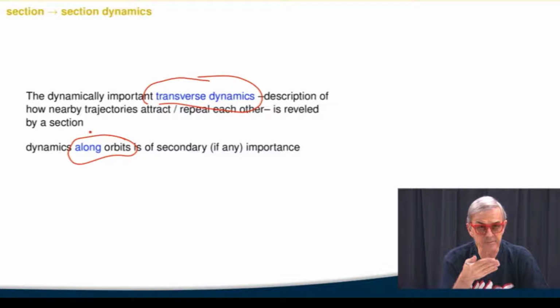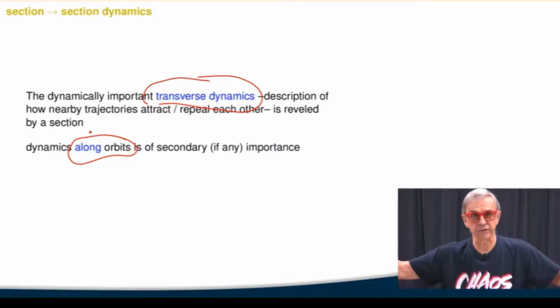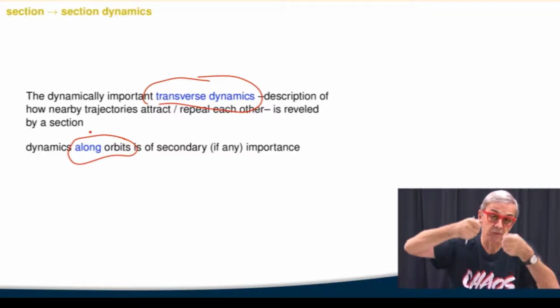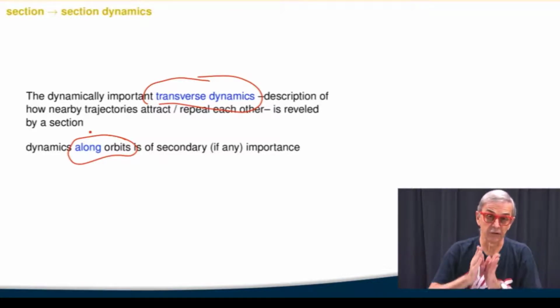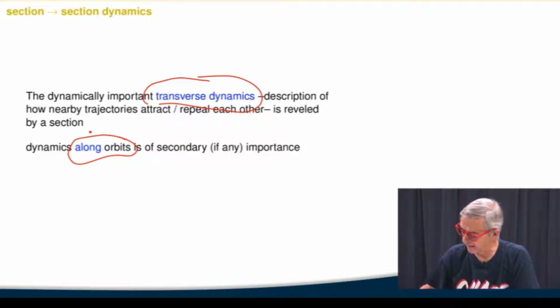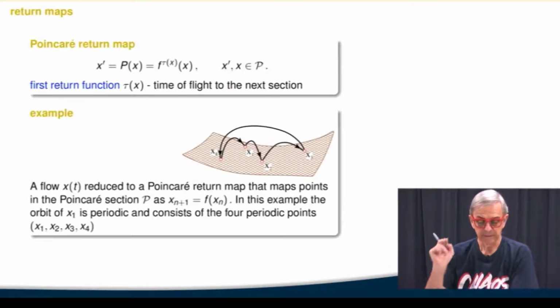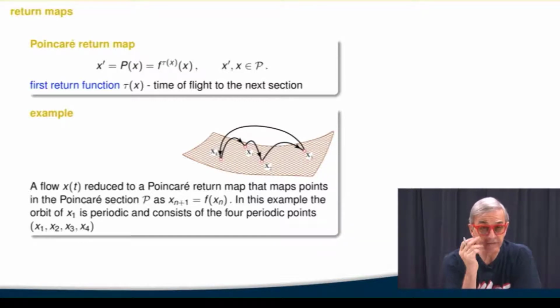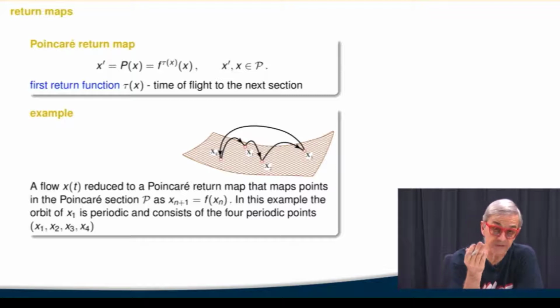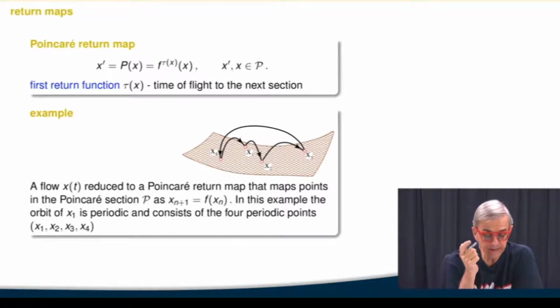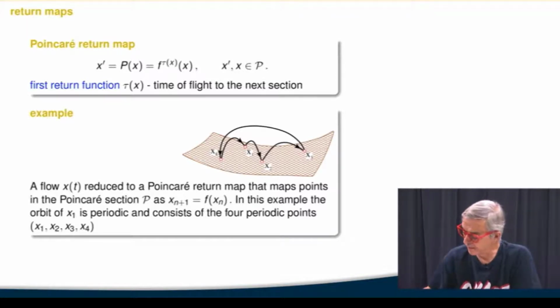It isolates the important stuff, which is how your neighbors go away from you or approach you, while you all march together along the flow, along your spaghetti, and that's less interesting. So that now means that we started with differential equations, Newton's equations or Rössler's or Lorenz or somebody's equations, and we have reduced them to a return map.